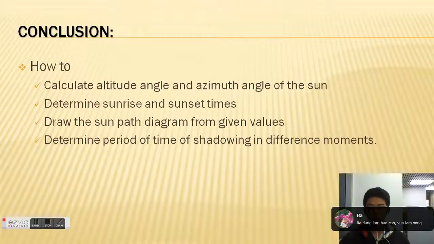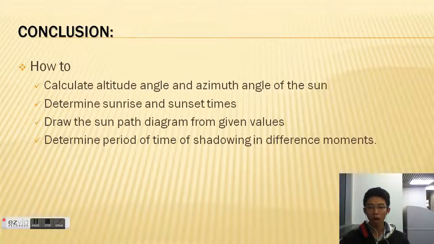Now, to summarize, let's quickly look at the main points. Doing this part helped me know how to calculate the altitude angle and azimuth angle of the sun, determine the sunrise and sunset time, draw the sun path diagram from the given values, and also determine the period of shadowing at different moments.